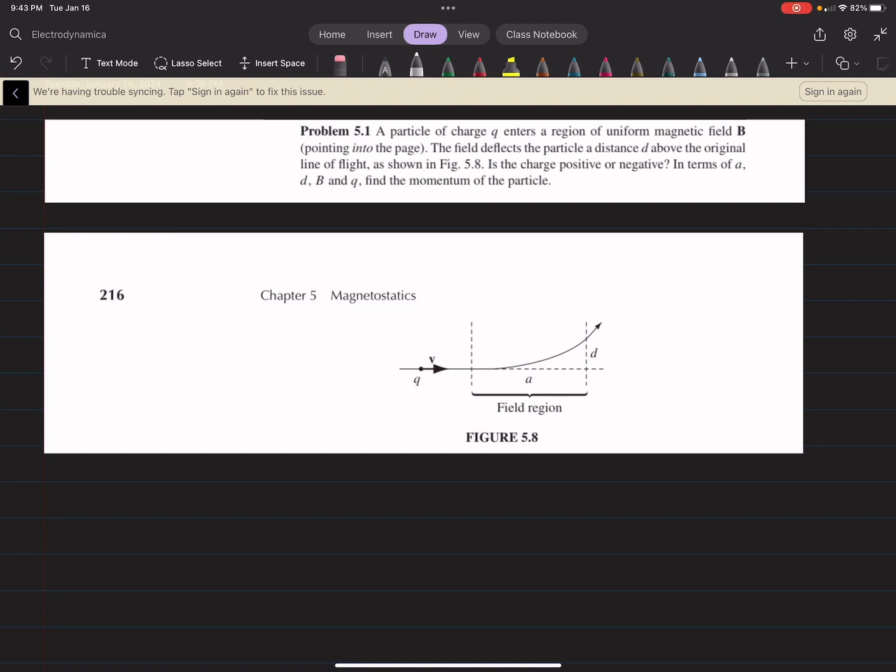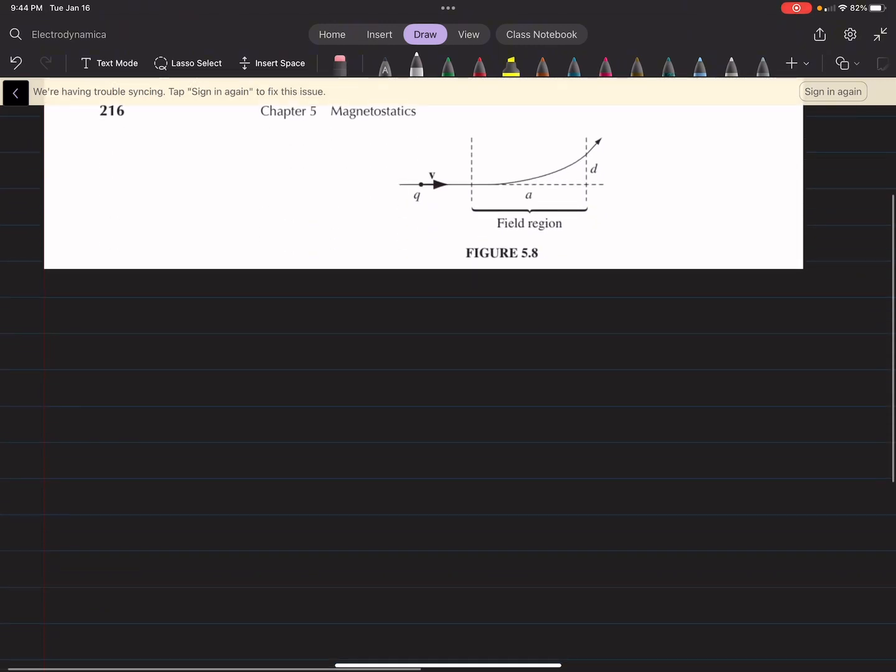Problem 5.1 says a particle of charge Q enters a region of uniform magnetic field B that's pointing into the page. The field deflects the particle a distance d above the original line of flight, as shown in figure 5.8, which I have right here. Is the charge positive or negative? In terms of a, d, B, and Q, find the momentum of the particle. So let's start by finding if the charge of the particle is positive or negative.